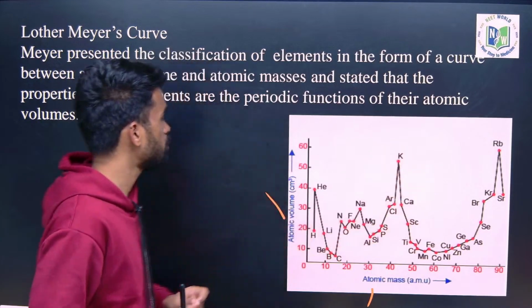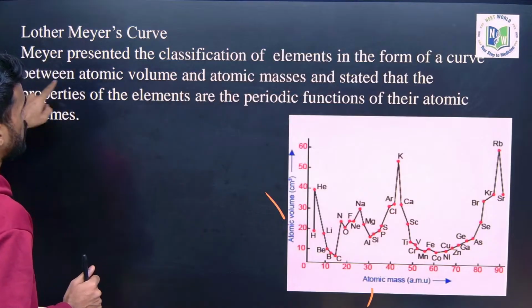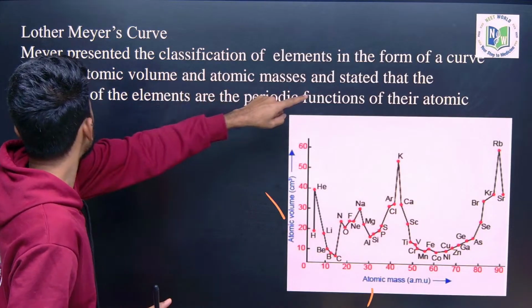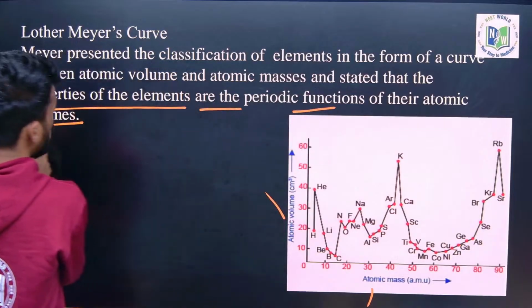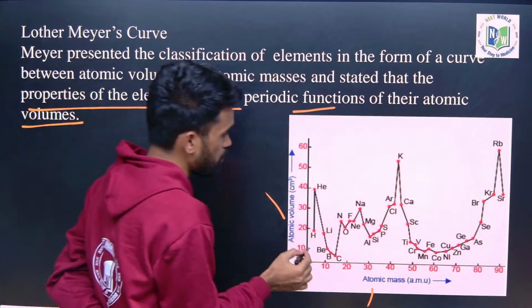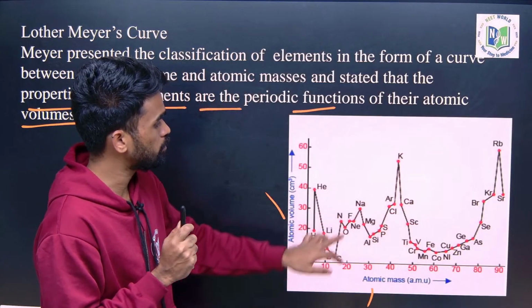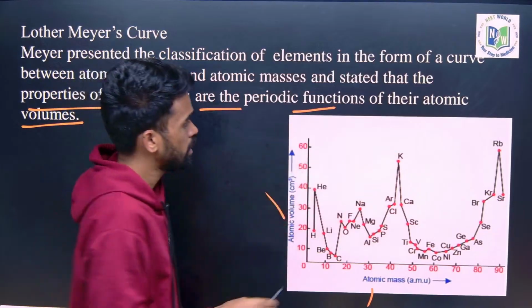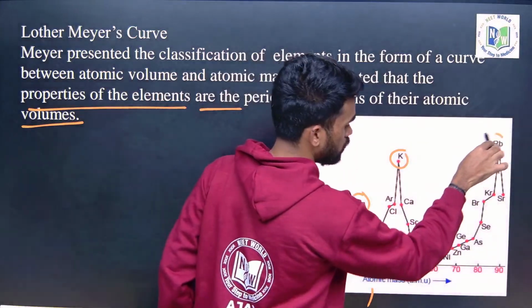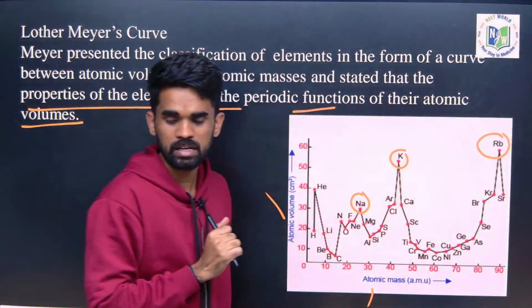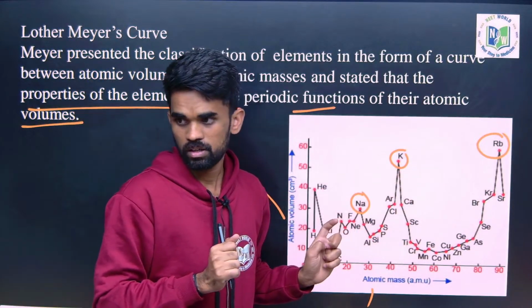For example, just read this: the elements in the form of a curve between atomic volume and atomic masses stated that properties of elements are the periodic functions of their atomic volumes. See, for example, all the alkali metals appear to be at the peaks of these curves. Sodium here, potassium here, rubidium here. What are these elements? Alkali metals. They have similar properties, occupying peaks of the curve.